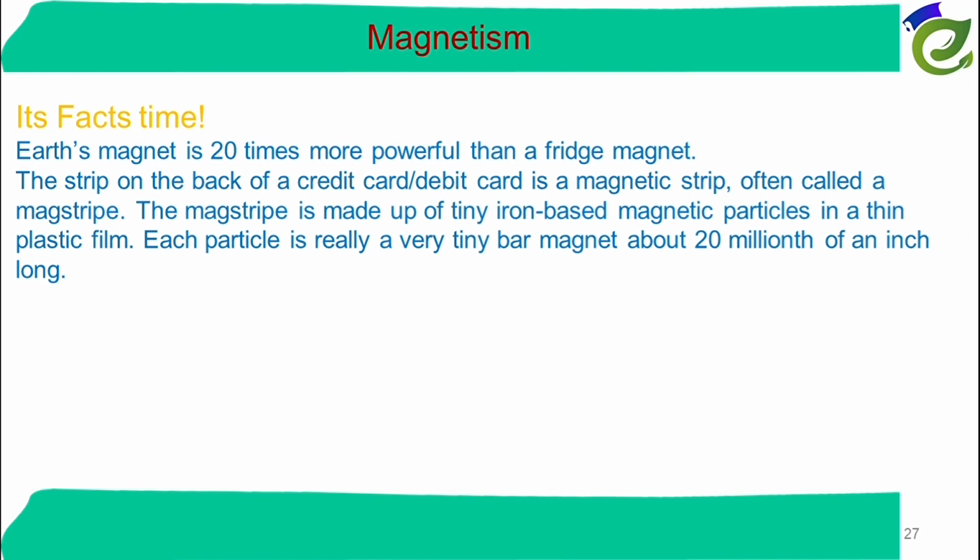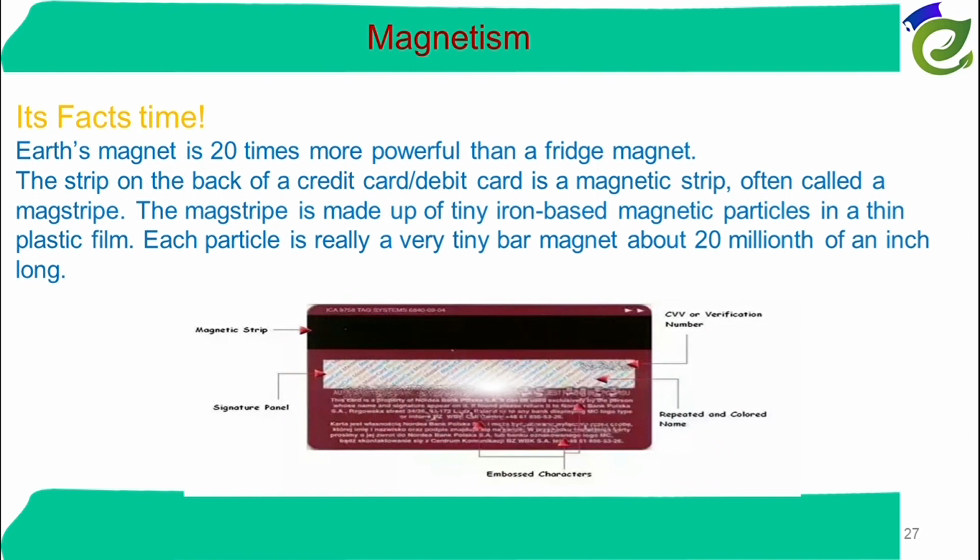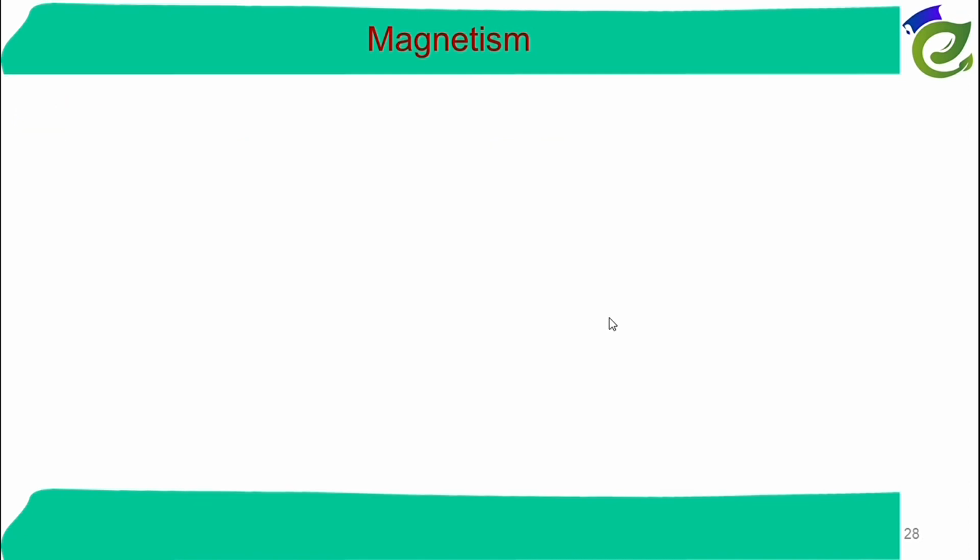The strip on the back of the credit card that you use is a magnetic strip, often called a mag strip. The mag strip is made up of iron-based magnetic particles in a thin plastic film. Each particle is really a very tiny bar magnet about 20 millionth of an inch long. So this is the image. This black area is called the magnetic strip. It's made of tiny iron-based magnetic particles. So that's all about this.